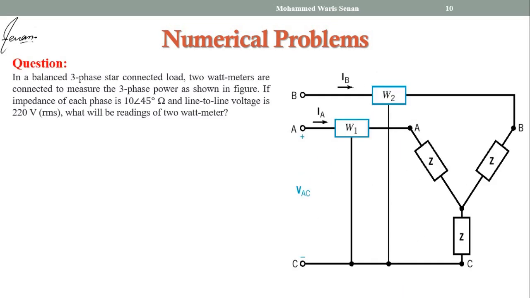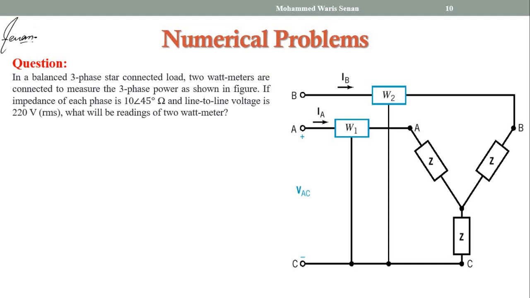The next question says, in a balanced three-phase star connected load, two wattmeters are connected to measure the three-phase power as shown in figure. If the impedance of each phase is 10 angle 45 degree and line voltage is 220 volt, what will be the reading of the two wattmeters? Now, if you see in this diagram, the current coils of the two wattmeters are connected in line B and line A, and one terminal of the potential coil of both wattmeters is connected to a common point, that is phase C. So in this case, we need the readings of wattmeter 1 and wattmeter 2.